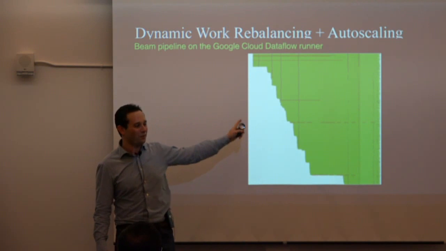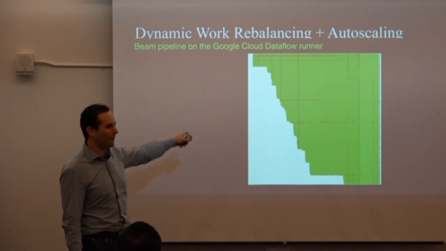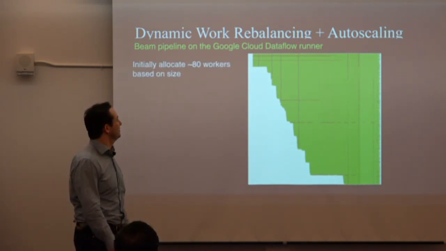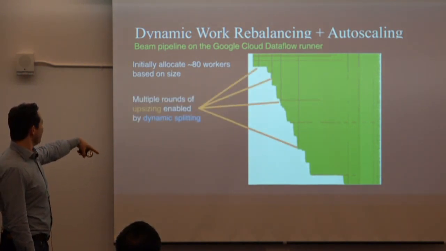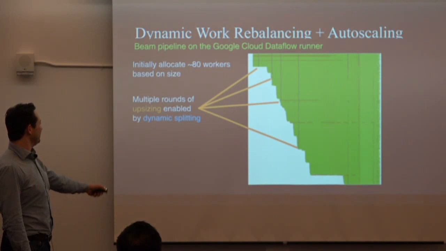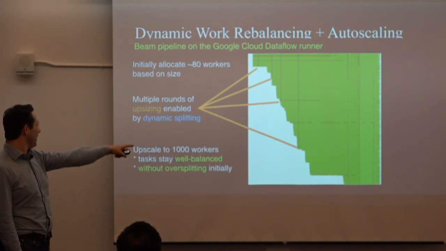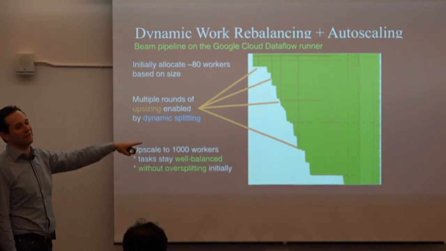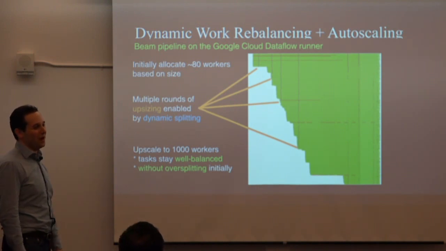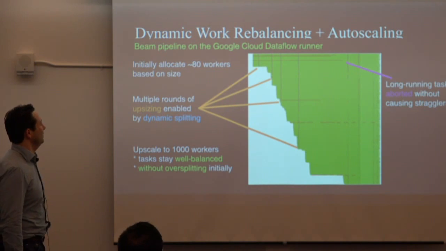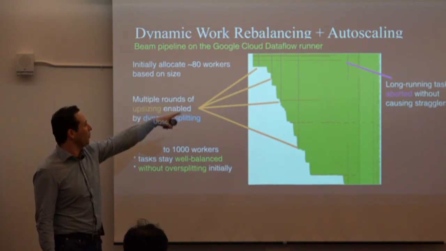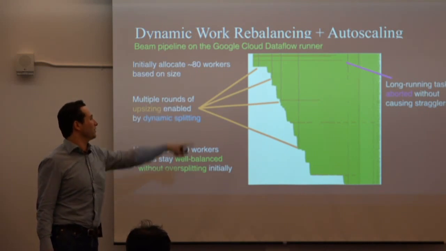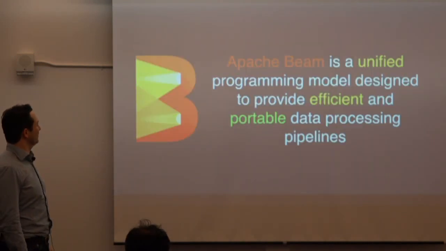So for batch pipelines, this dynamic work rebalancing makes auto-scaling work great. We initially start with 80 workers, then we do multiple rounds of upsizing enabled by dynamic splitting. In the end, we have 1,000 workers, and things stayed well balanced over those 1,000 workers, even though a bunch of tasks were already assigned before we started adding them. You can see how there are some long-running tasks that we aborted to move around. Those are those little lines in the middle there.